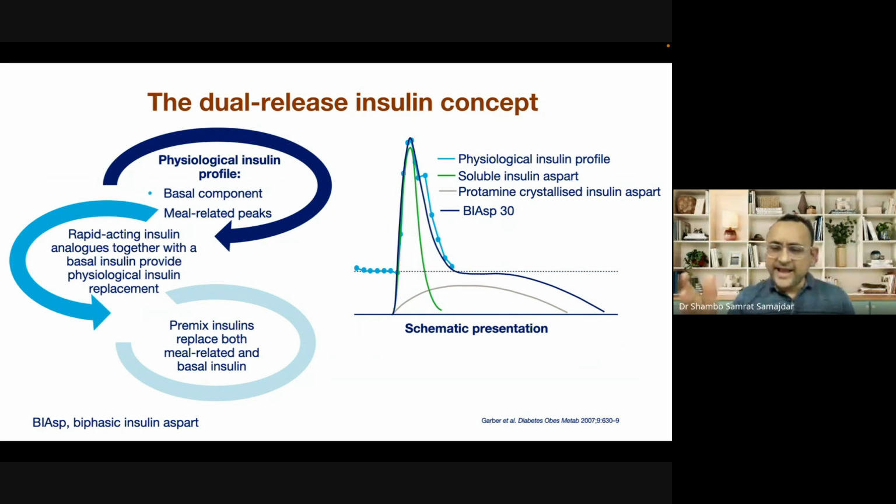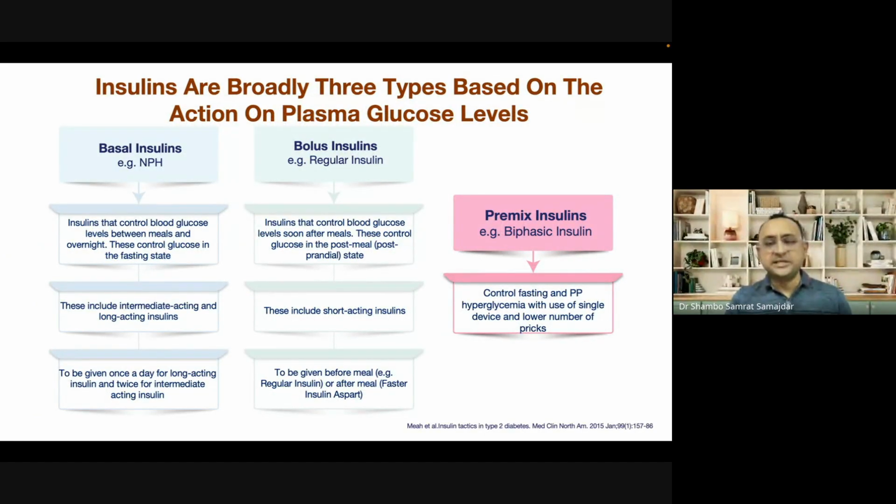And due to lack of time, I shall not talk about premix insulin, but today it is important to understand the dual release insulin concept. One component should be the fast acting insulin, and another the basal insulin. It will reduce the injection frequency, and that is why premix insulin can be used to control fasting and postprandial hyperglycemia. But at the same time, we need to acknowledge the limitation in terms of lack of flexibility.